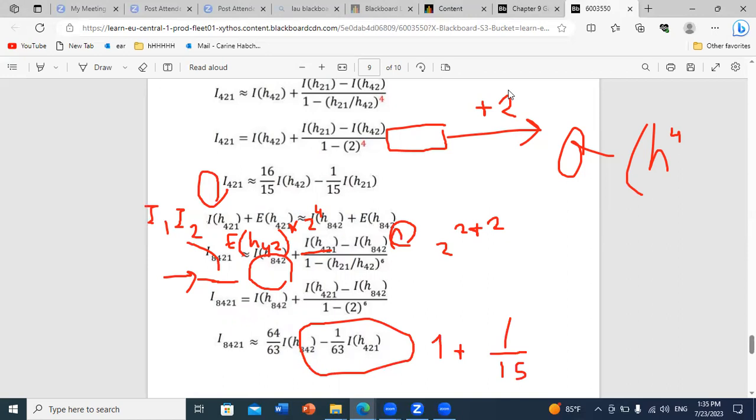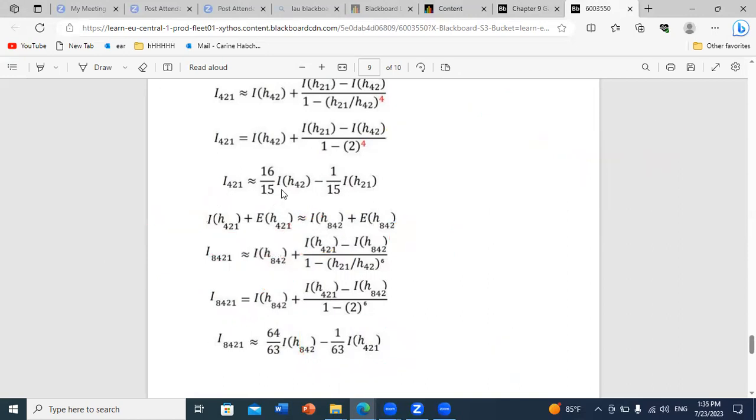And if you want to do Richardson extrapolation a third time, you also have a similar method, but you should pay attention that whenever we go from one stage to the other, we are gaining 2 orders of accuracy, so plus 2.